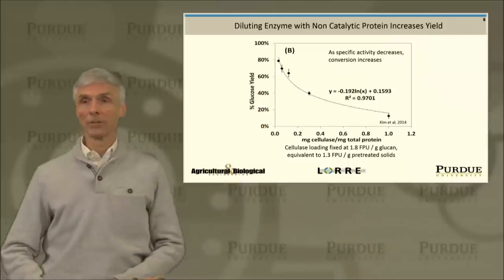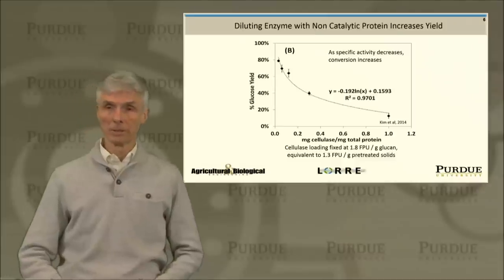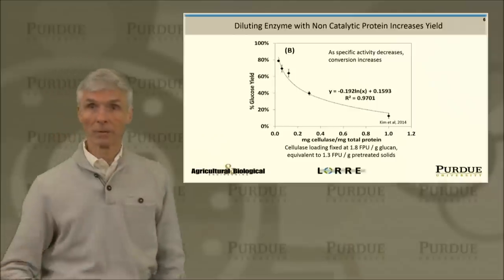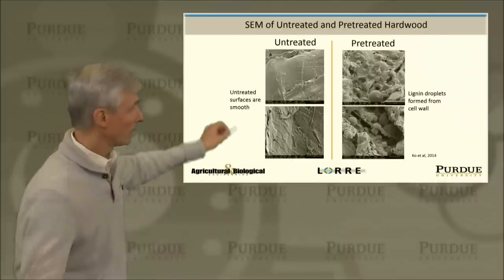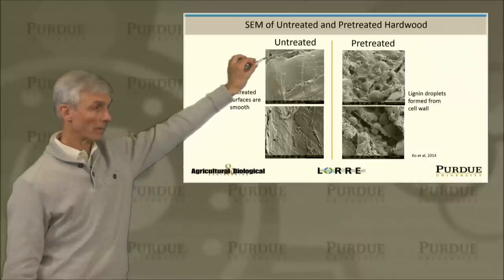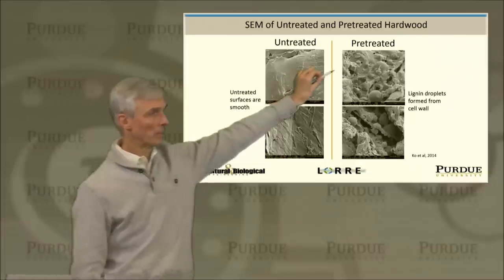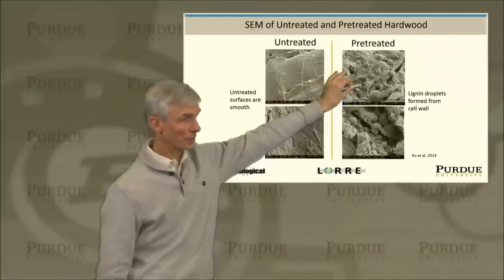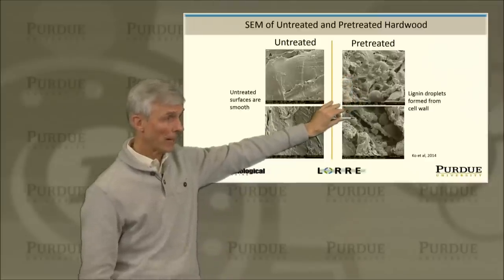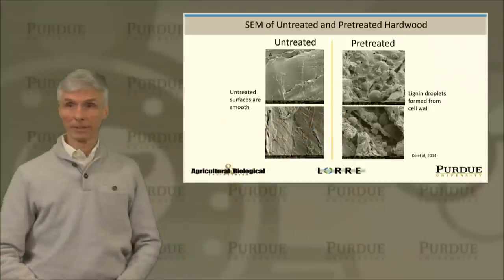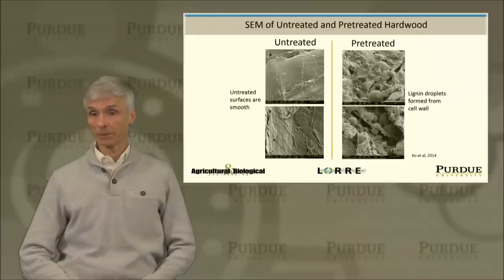And the reason for this is, we call it the pretreatment conundrum. As we pretreat the cellulosic material, it opens up not only the cellulose structure so that the enzyme can get at it, but also the lignin. And the way this works is, if you look at these scanning electron micrographs, the untreated material is very smooth. The pretreated material, on the other hand, shows lignin globules, and this was identified by Mike Kimmel a number of years ago, also published in Biotech BioEng. And these lignin globules have a very high surface area, and they will absorb protein, any protein, in particular cellulase protein.